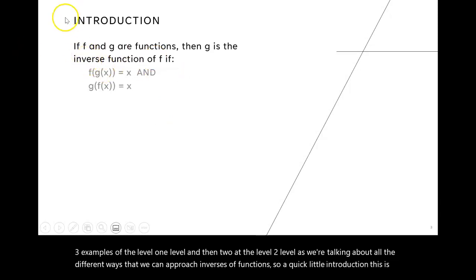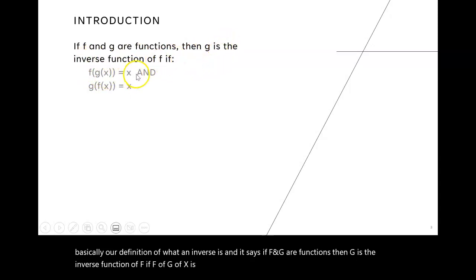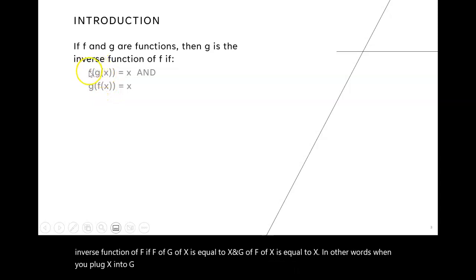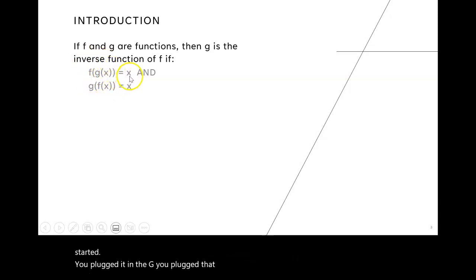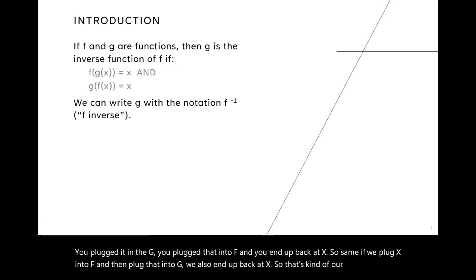This is basically our definition of what an inverse is. It says if f and g are functions, then g is the inverse function of f if f of g of x is equal to x and g of f of x is equal to x. In other words, when you plug x into g and you plug that into f, you end up where you started. So x is where you started, you plugged it into g, you plug that into f, and you end up back at x. Same if we plug x into f and then plug that into g, we also end up back at x. So that's kind of our definition of what an inverse is.